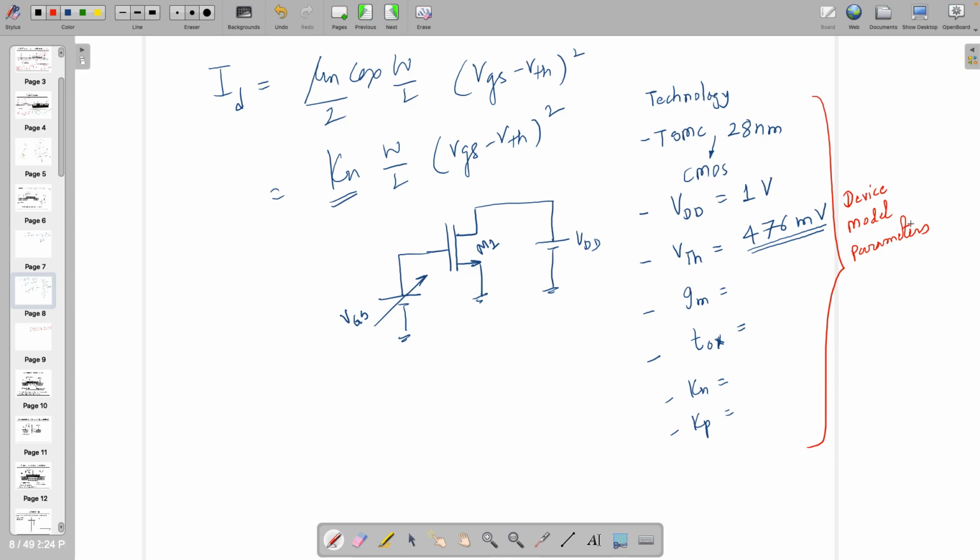This is the name of these parameters, which you should always know, or they have to be at your fingertips. If you know these parameters, then things are very, very easy, and these are written in the device model parameters.